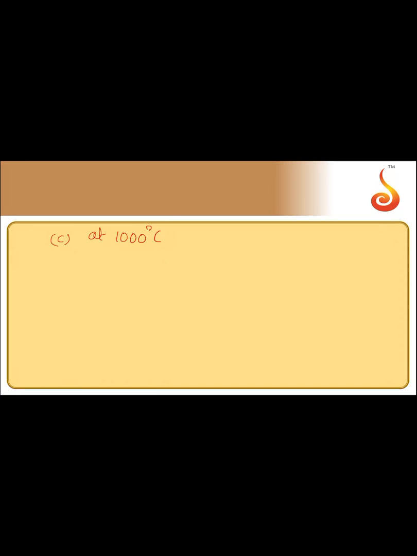sulfur dioxide oxidizes hydrogen into water. Sulfur dioxide oxidizes hydrogen into water at 1000 degrees Celsius. And one more property, oxidizing property of sulfur dioxide, in presence of excess of HCl, stannous and mercurous salts are oxidized.